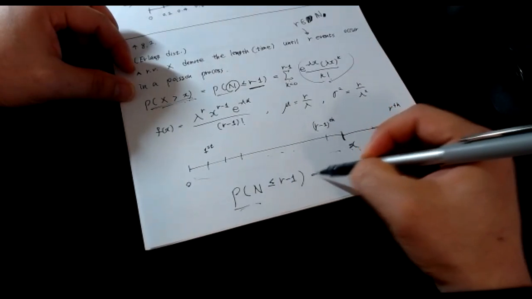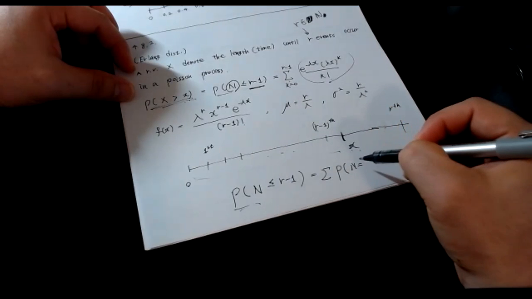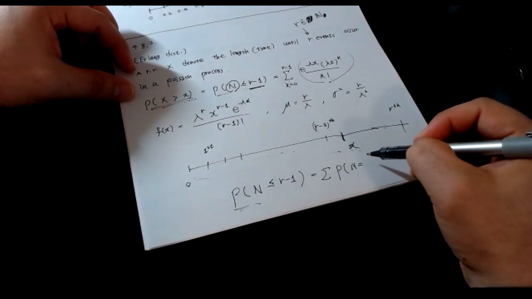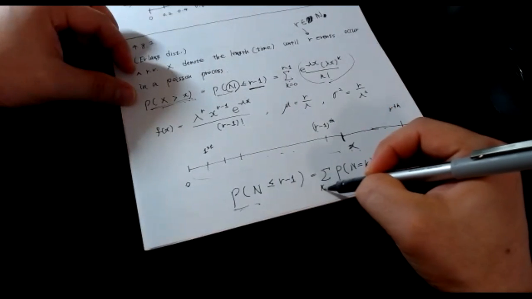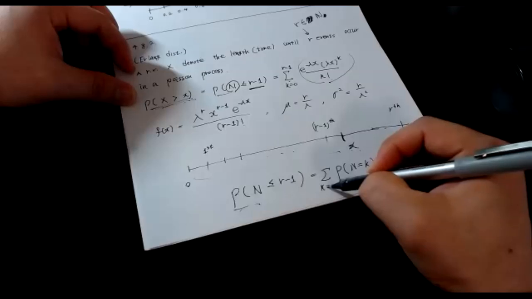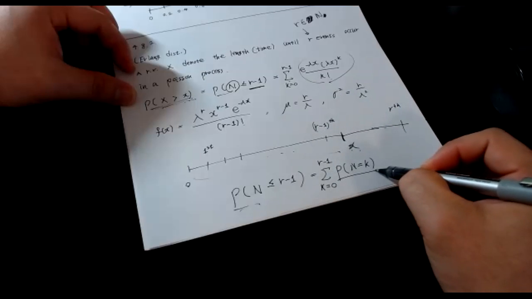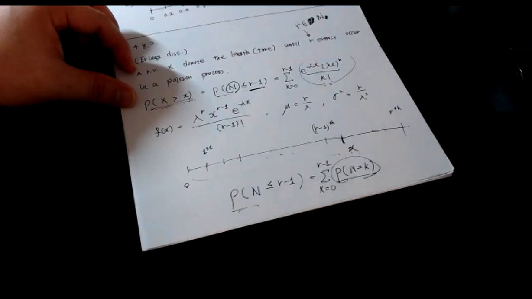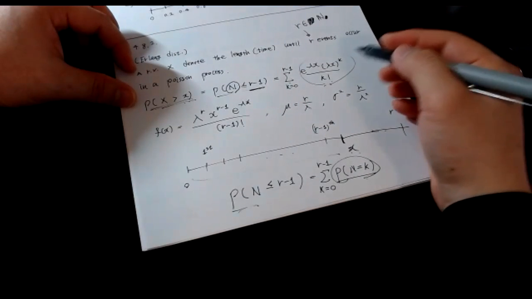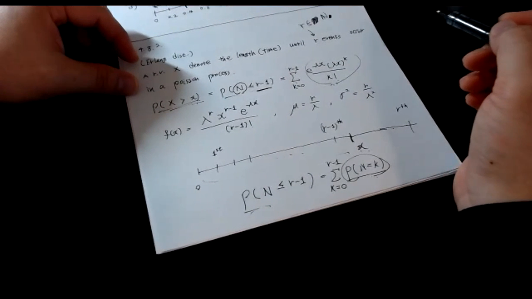This is equal to the sum of the probability that N is equal to k, where k is equal to 0 through r minus 1. What is this? This is equal to the PMF in a Poisson process. Okay, can you imagine this? So we got this.